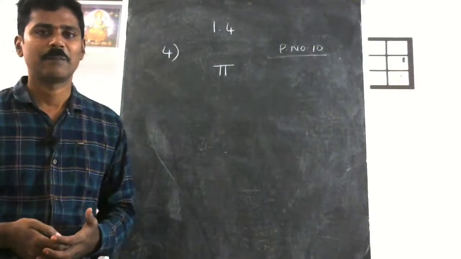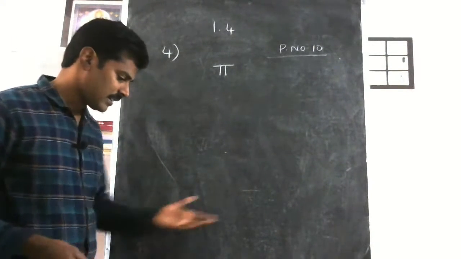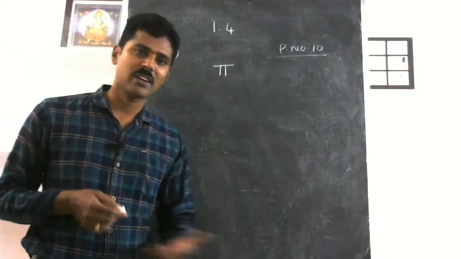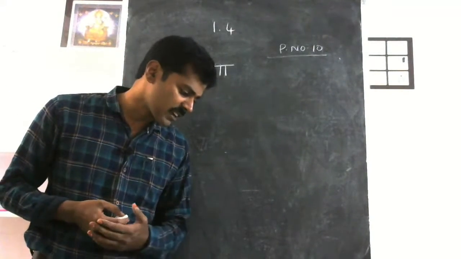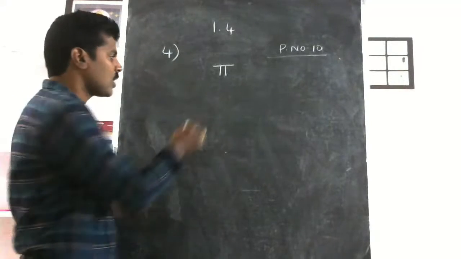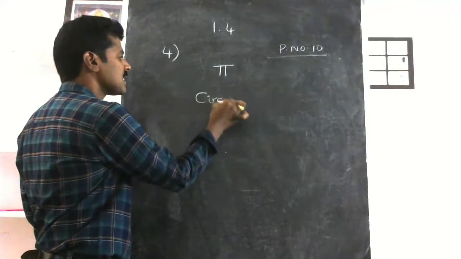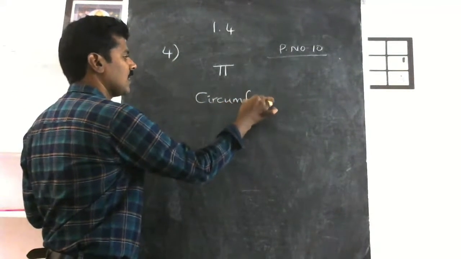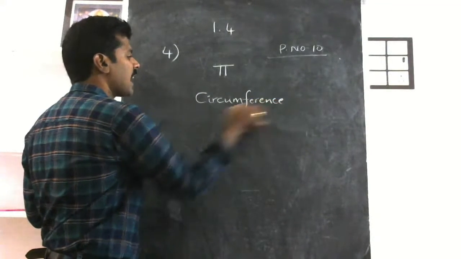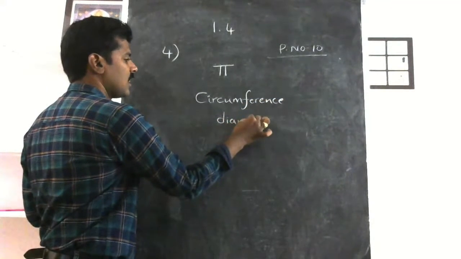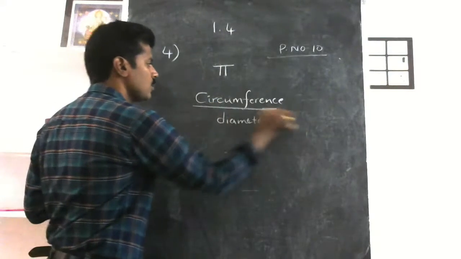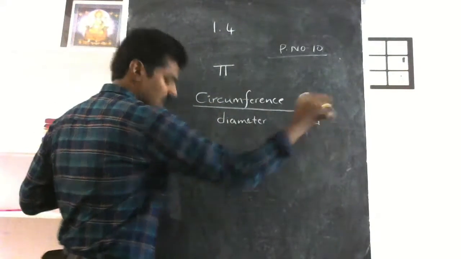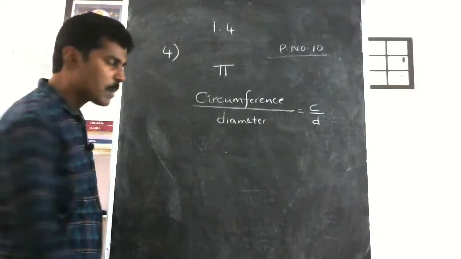The doubt is about the fourth question, which a student asked: the ratio of circumference to the diameter of the circle. If you take the ratio of circumference and diameter, C by D, we will say it is represented by pi.